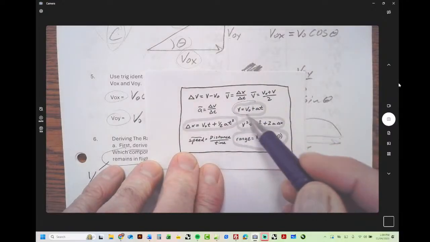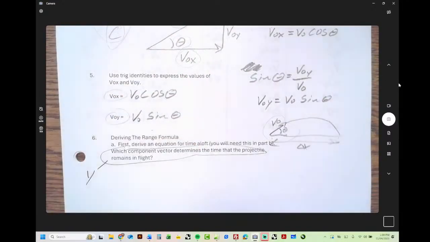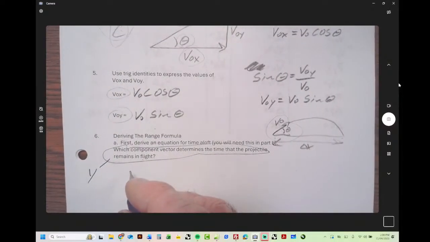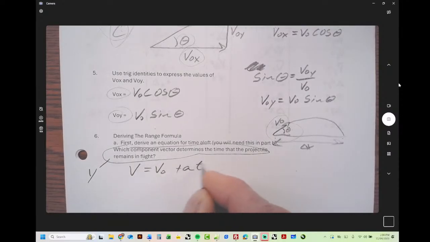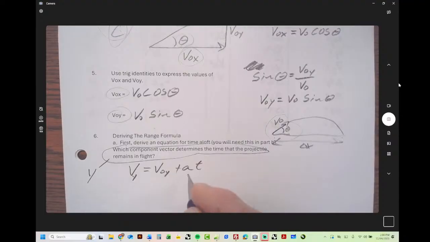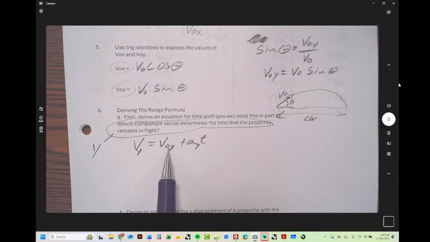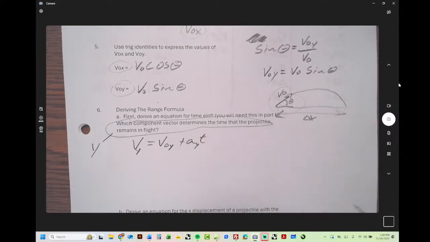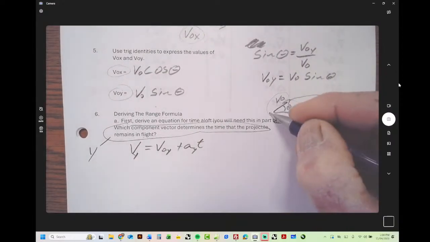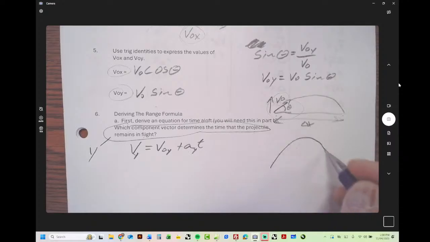So I'm going to use this one. I'm going to use v equals v0 plus at. And instead of v equals v0 plus at, I'm going to write vy equals v0y plus ay times t, just to be really clear that I'm working in the y dimension. So this is the final y velocity, this is the initial y velocity, this is going to be negative 9.8, and that's t.